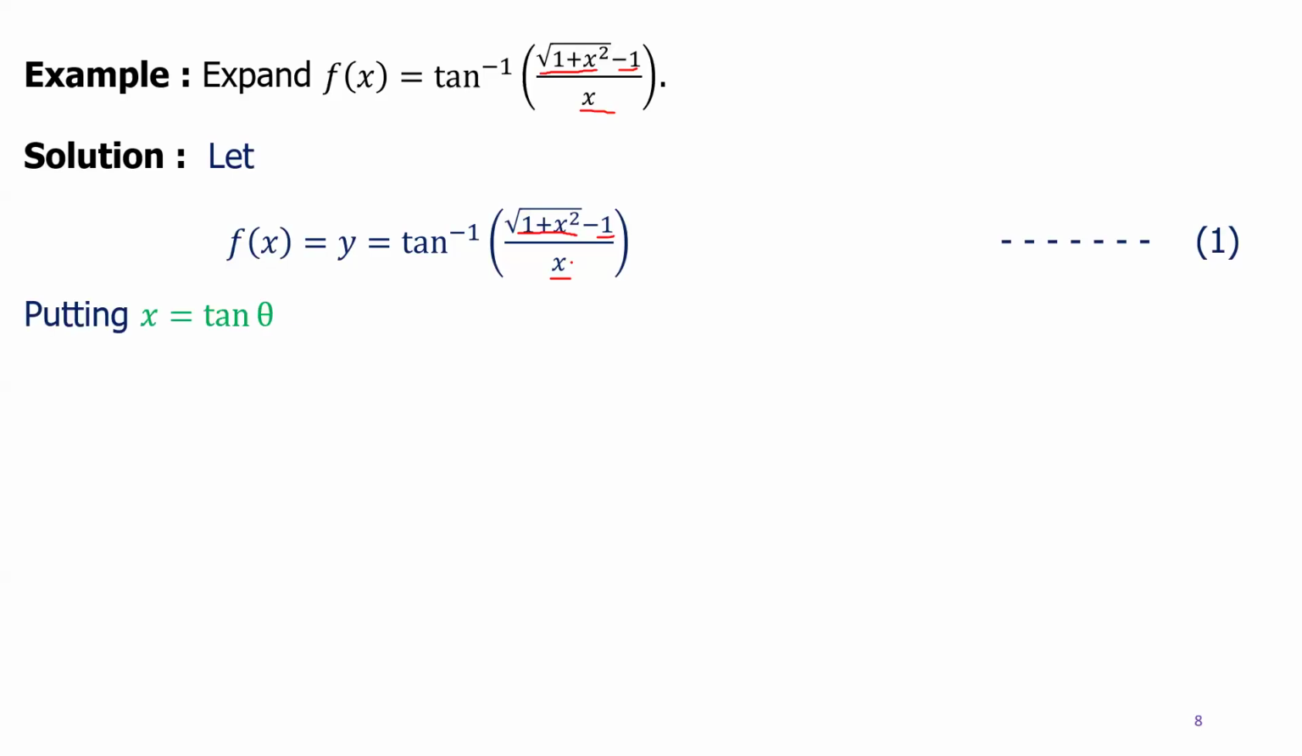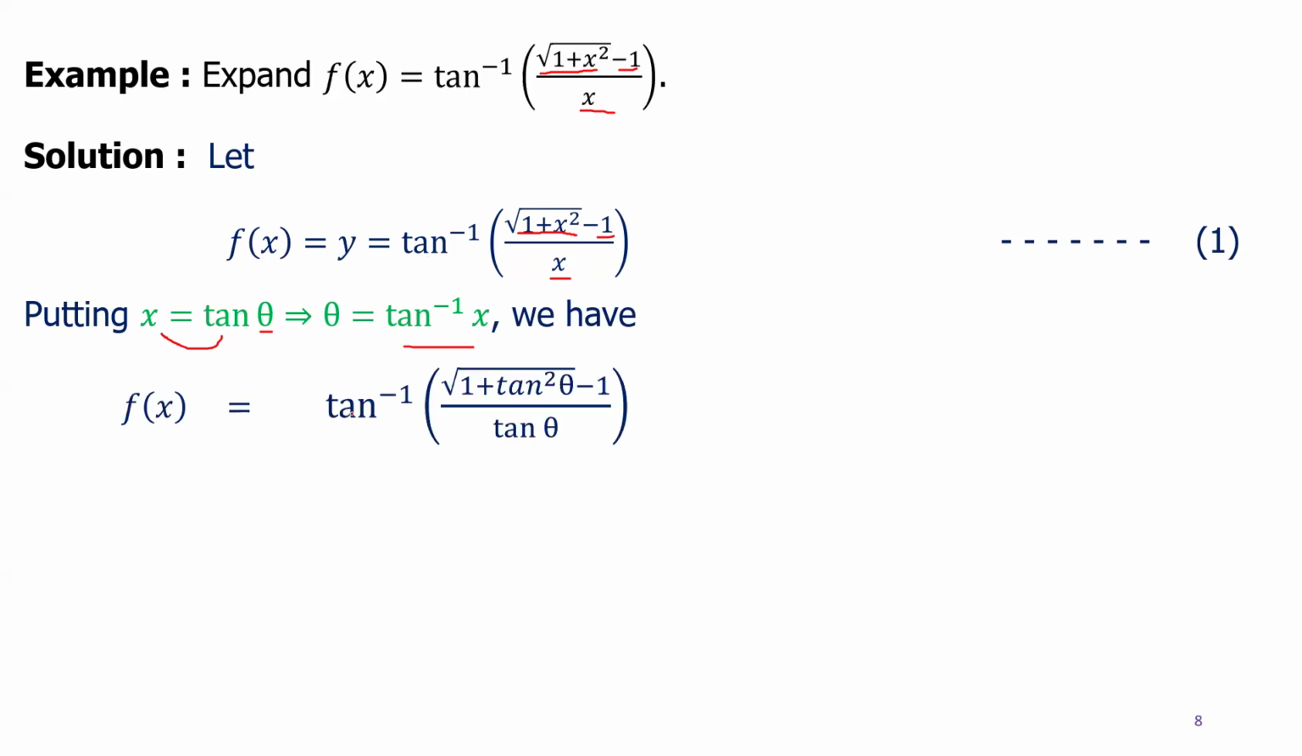Putting x is equal to tan theta, which implies theta is equal to tan inverse of x. We have f of x equal to tan inverse of (root over 1 plus x square minus 1) upon x. What is the value of x? x is equal to tan theta. So since it is x square, it will become tan inverse of (root of 1 plus tan square theta minus 1) and whole divided by tan theta.